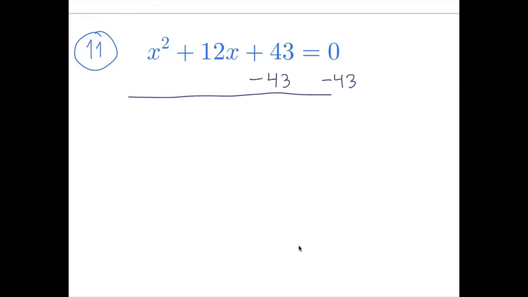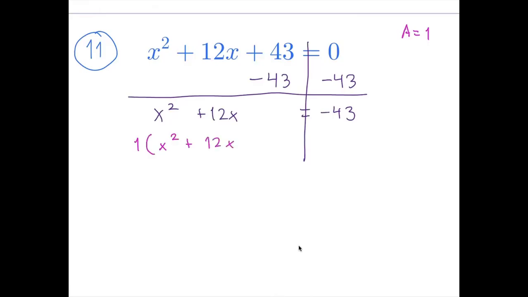Okay. And so that's going to leave you with the left side is going to be just x squared plus 12x. And of course, on the right side, it's 0 minus 43, which is negative 43. By the way, we know that a equals 1. So we know that if we wanted to, we could factor out that 1, but it's not going to change anything. But we might as well just do it as far as practice is concerned. So it's going to be 1 parentheses x squared plus 12x. And then on the right side, you still have negative 43.